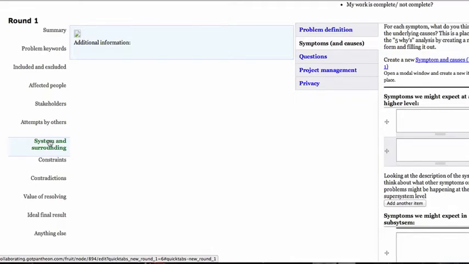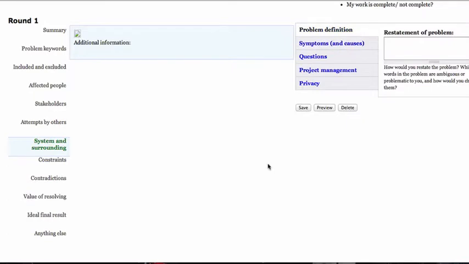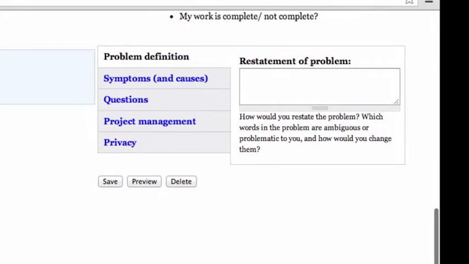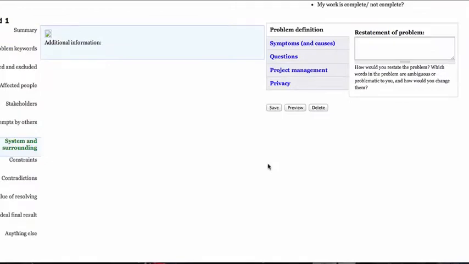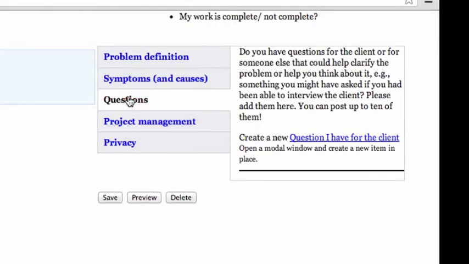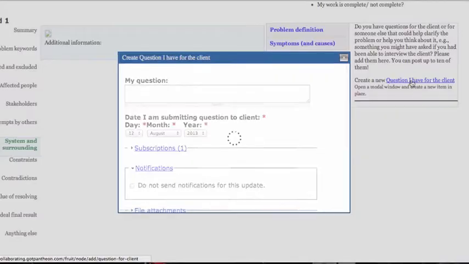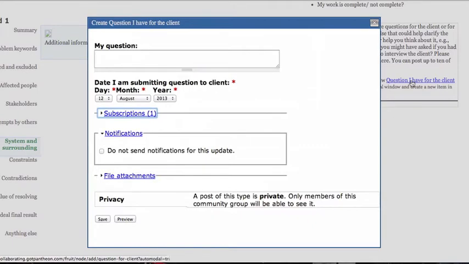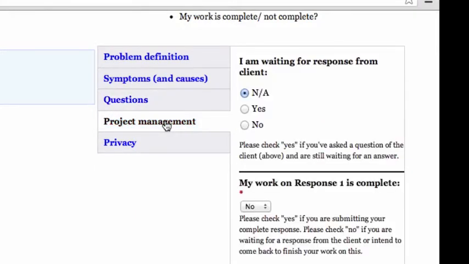As you flip through the data on the left, you can also begin to answer the questions on the right. In round 1, we ask you mostly to think about whether you understand the problem and about the symptoms that the problem owner has identified. We also give you the chance to ask some questions that you may have for anyone. And then we ask you to let us know whether you are complete with the work that you are doing on this phase.